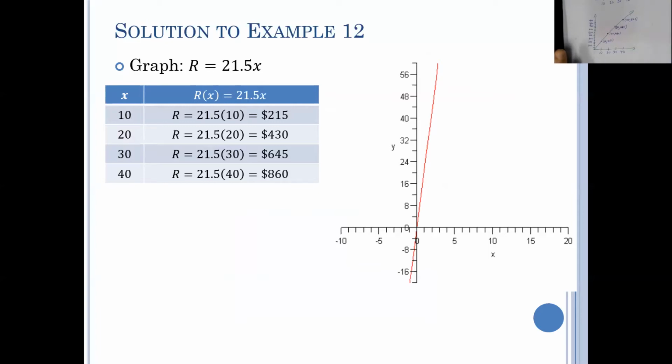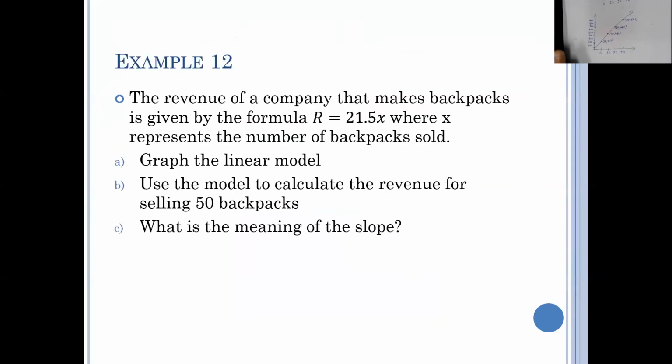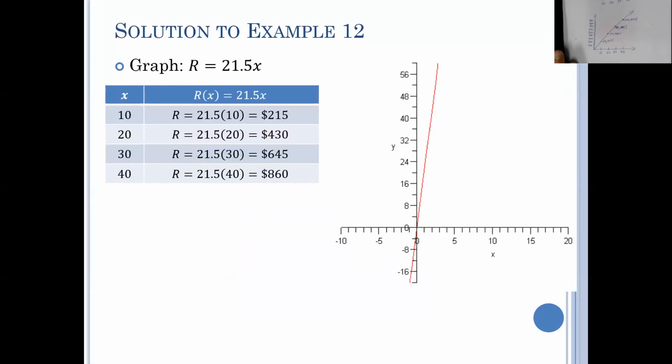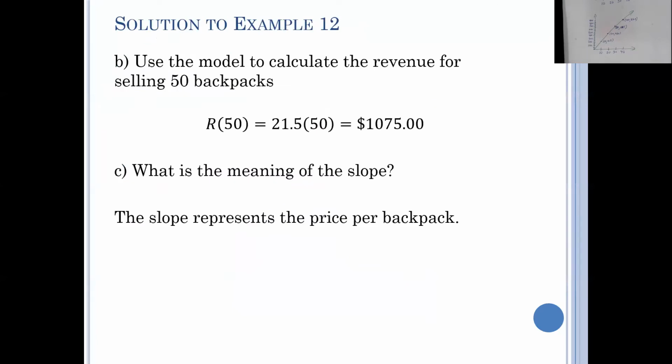Okay, so the next question asks, use the model to calculate the revenue for selling 50 backpacks. Well, once you already have the formula, all you have to do is plug in 50. If you plug 50 into the equation, you'll see that you'll get 1,075.